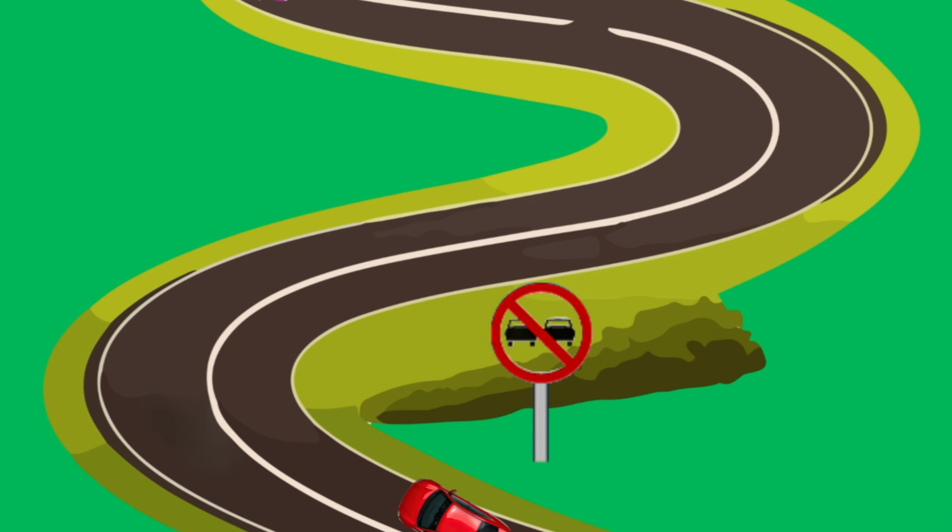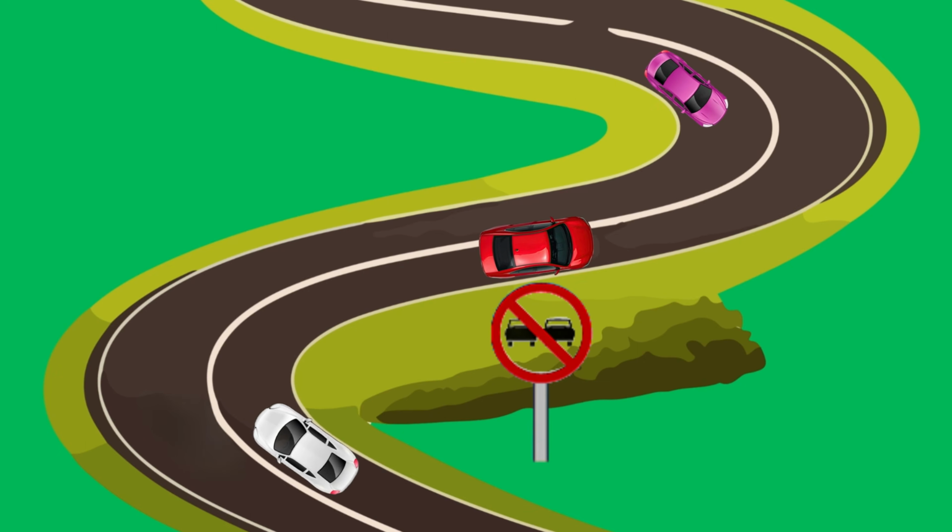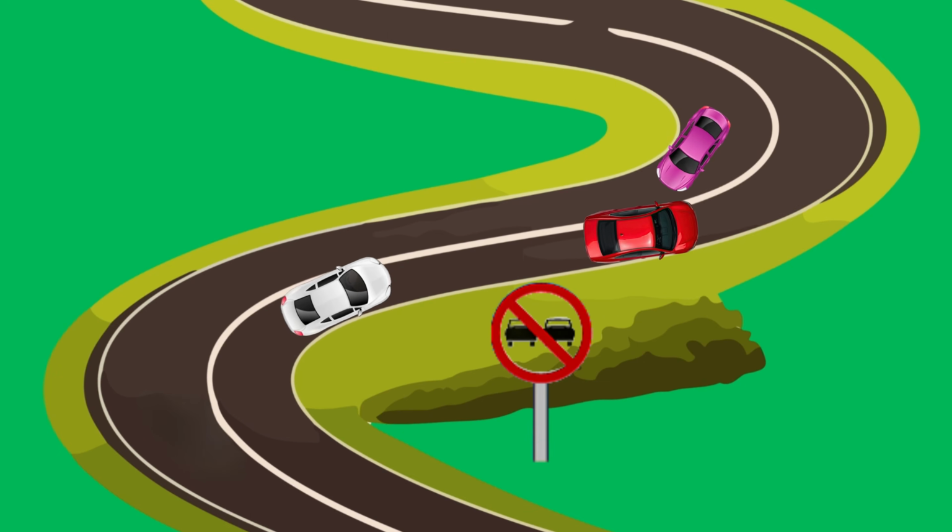Next scenario. The road is curved with a solid line in the middle. This solid line does not allow overtaking. If a driver attempts to overtake on a curve, they are making a serious mistake.